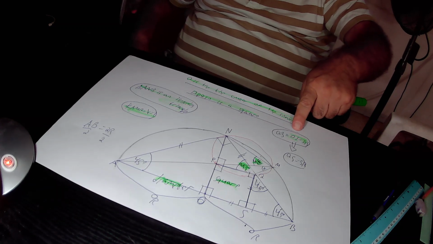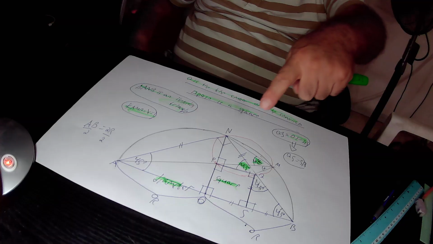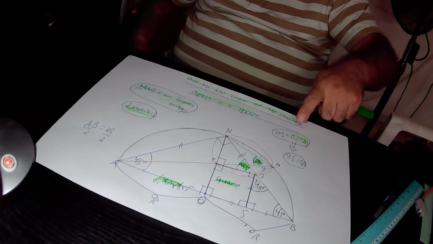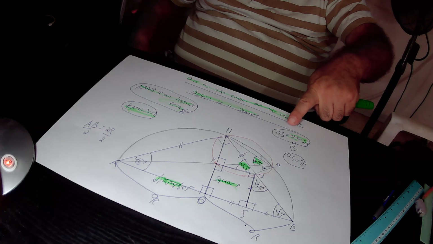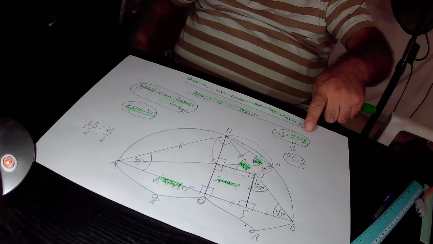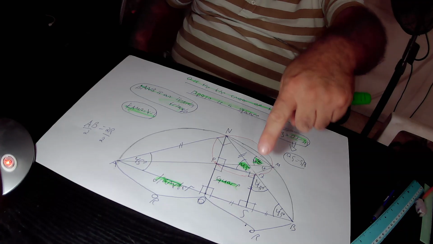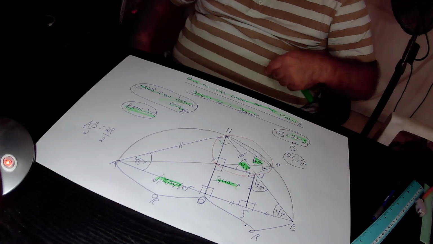QS equals SO. But it is given in the question that OS equals SB. So from this, QS equals OS equals SB, we derive that QS equals SB.